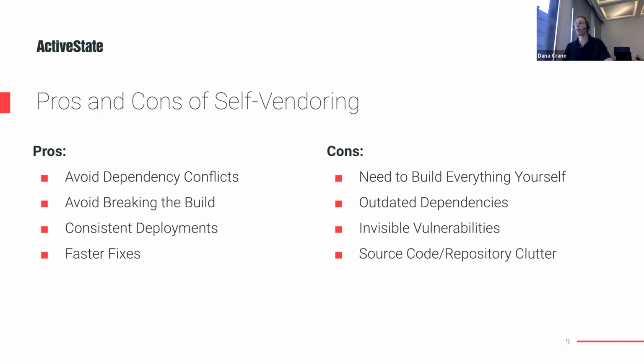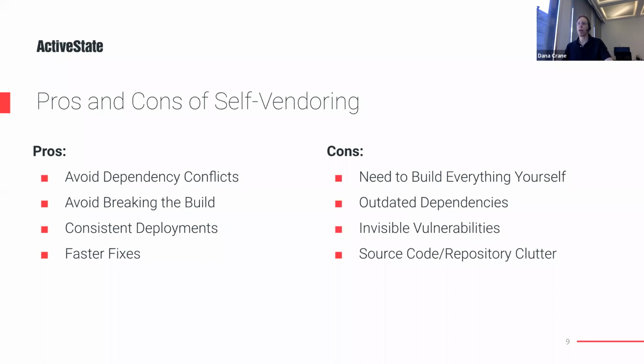So dependency conflicts are taken care of. That also means you're not going to break the build, so you won't be changing out those dependencies. They'll always build properly. That means you'll get a consistent deployment because your software will always build properly. That means everything from dev to test to production is going to deploy in a consistent manner. So all these things are great.